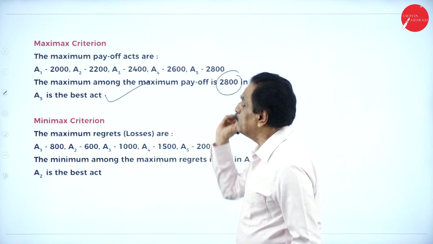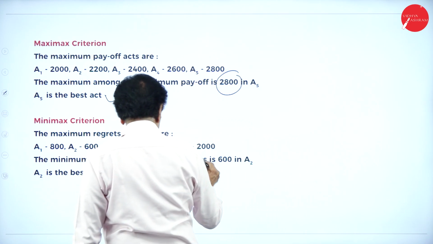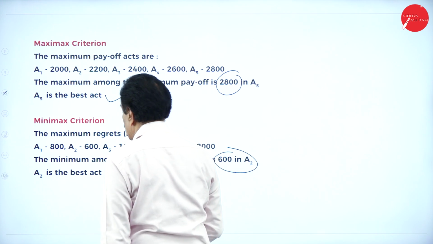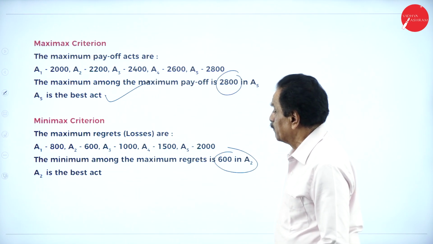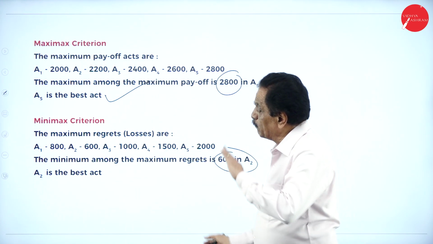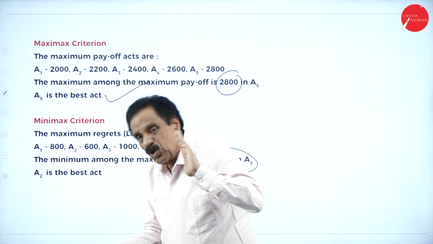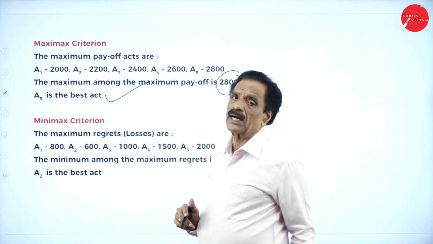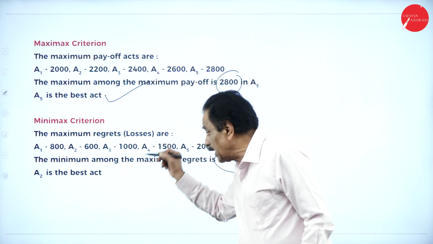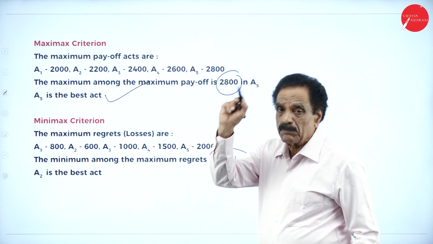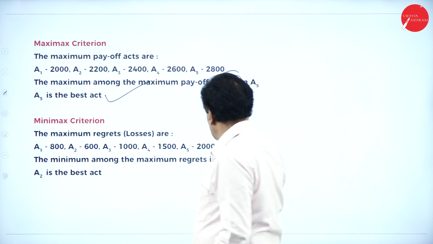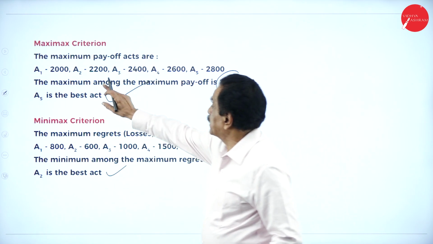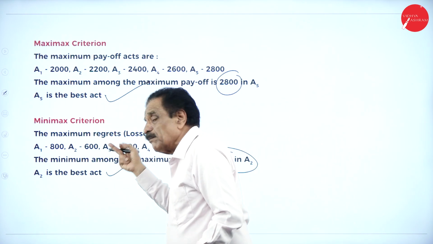Among them, which is the minimum? Which is the minimum here? Maximum regret is 600 in A2, which is the lowest one. Because in the end, among the highest, you have to take the lowest one. First, highest to highest, maximum to maximum you have to take. Here for the maximum regret table, for the minimax, what is the minimum? A2. So A2 is the best act. So maximum to maximum, maximum to minimum.